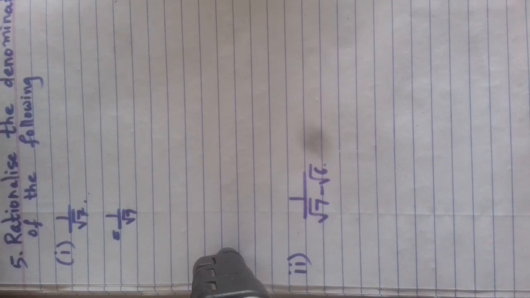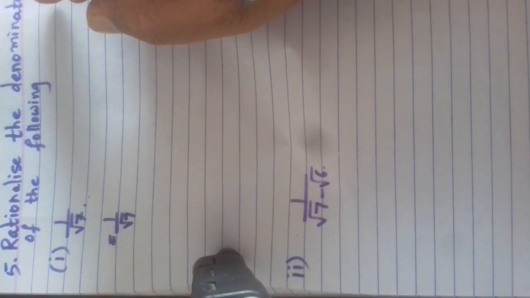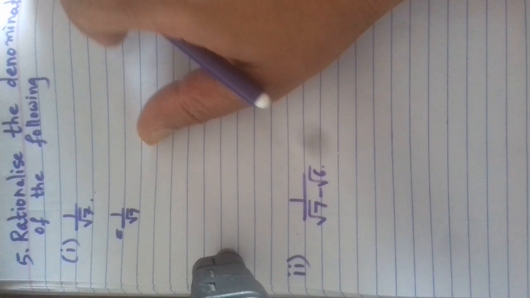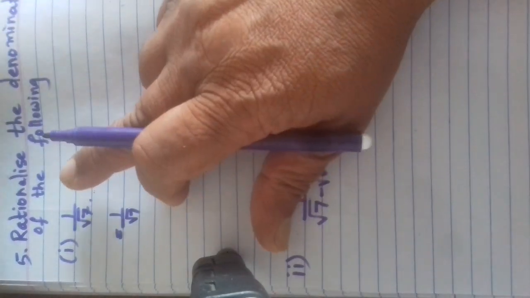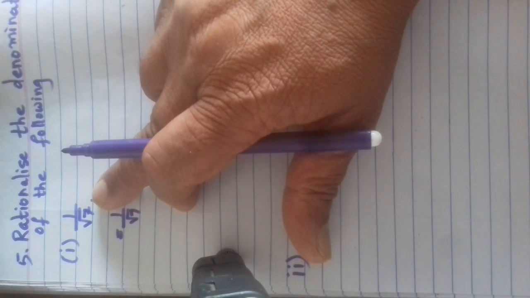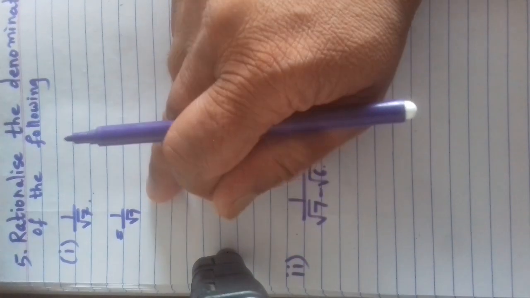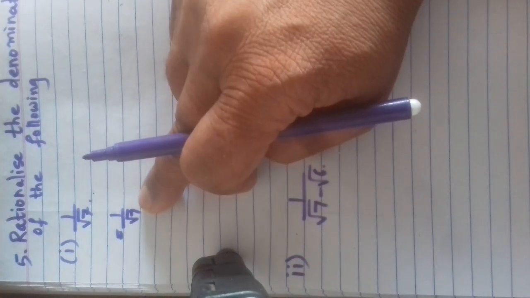So let us continue with exercise 1.5. So we will solve the fifth question of exercise 1.5. Rationalize the denominators of the following. The first one is 1 by root 7. Here you can see the denominator is an irrational number. So we should solve it such that without changing its value, the denominator should be made rational.